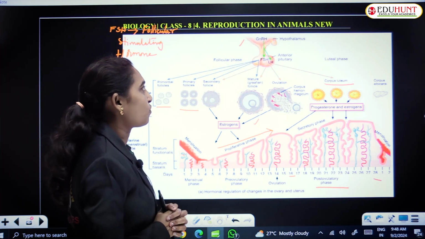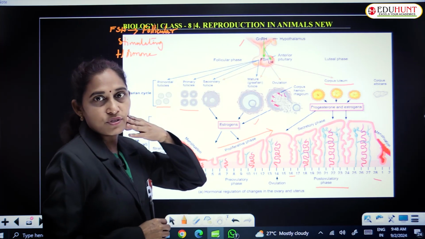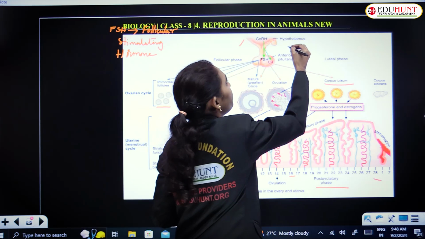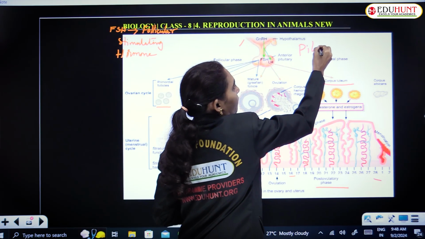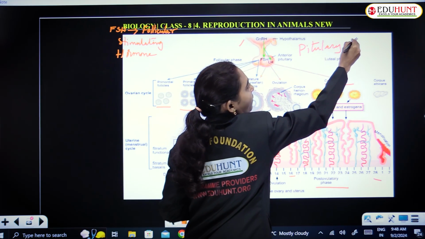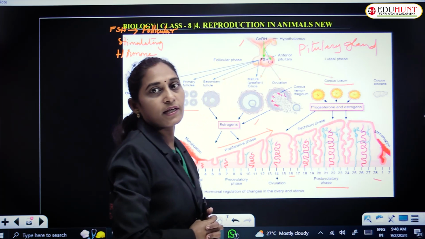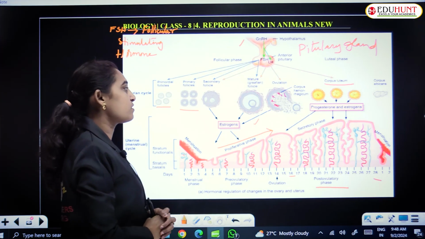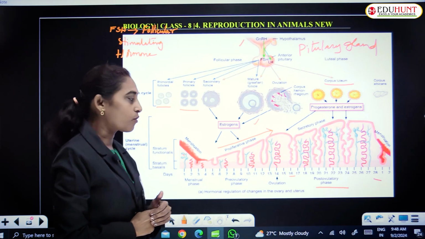The impact of progesterone, and all these hormones are under the control of the pituitary gland, which stimulates the release of these hormones.